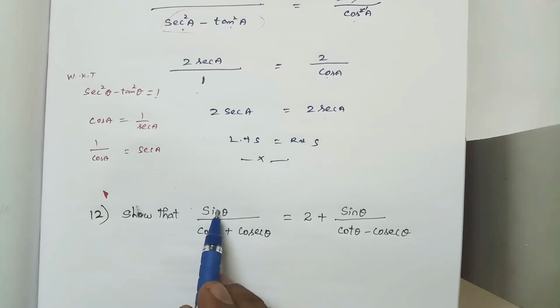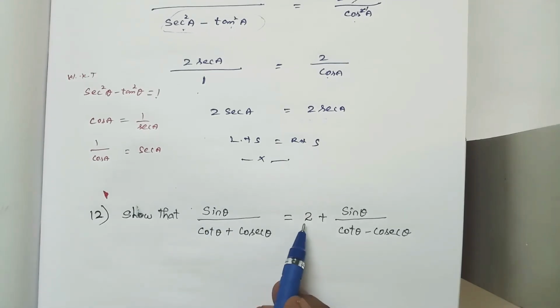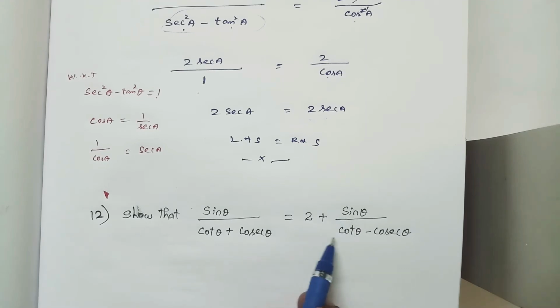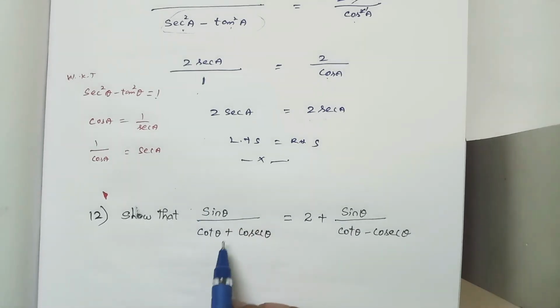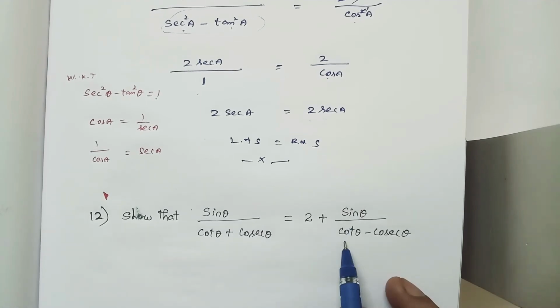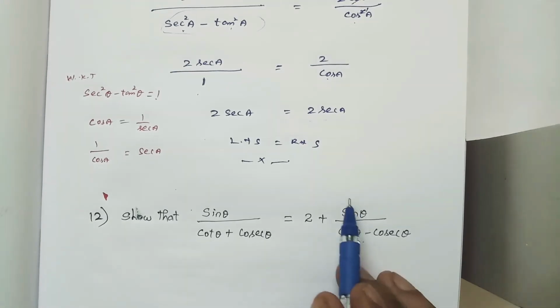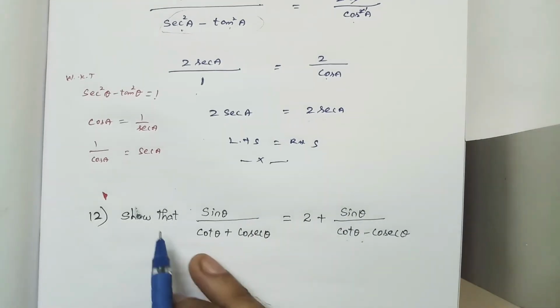Show that sin theta divided by cot theta plus cosec theta is equal to 2 plus sin theta divided by cot theta minus cosec theta. See the LHS, sin theta divided by cot theta plus cosec theta. Now the RHS also has sin theta divided by cot theta minus cosec theta. Same term but different symbol, right?